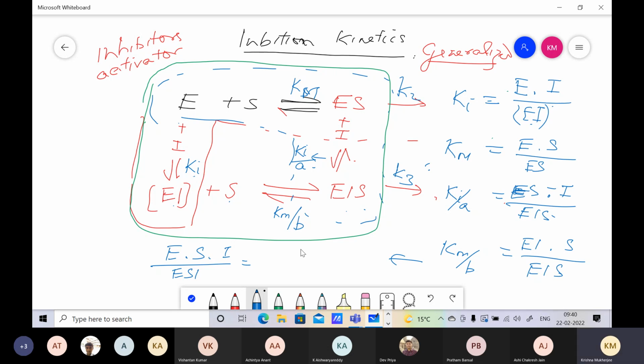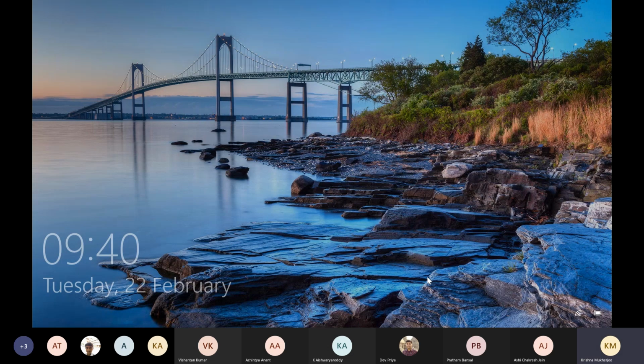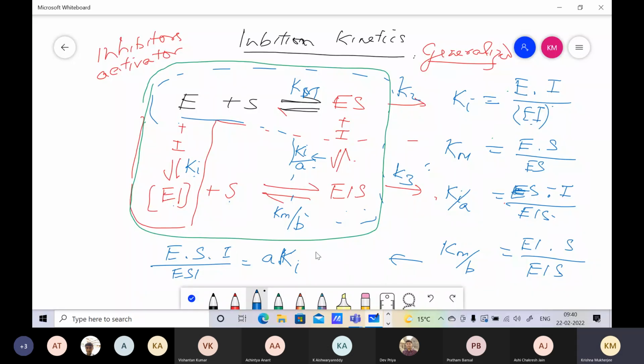So one is A into Ki into Km. Is it all right? This is one expression. I'll wait for a minute and want you to do it on paper and pen, because listening is not a good idea. And what is the other expression?